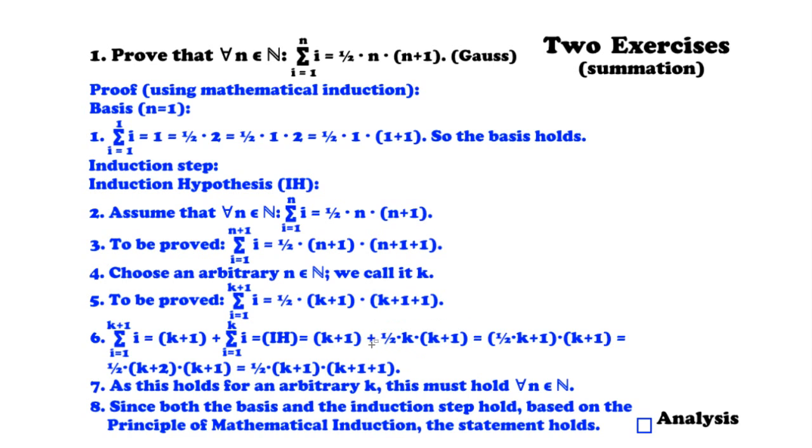We can rewrite this a bit because we have a k plus 1 term over here and over here, but a half times k. So we add the two terms, we get a half times (k plus 1) times (k plus 1). And what we will do now is extract a half from this term, and we will have a half times (k plus 2) times (k plus 1). And this, of course, we can rewrite again as a half times (k plus 1) times (k plus 1 plus 1). And this is exactly on the right hand side. So we've proved that. Then, as this holds for an arbitrary k, this must hold for all n in the natural numbers. And as a conclusion, since both the basis and the induction step hold, based on the principle of mathematical induction, the statement holds.